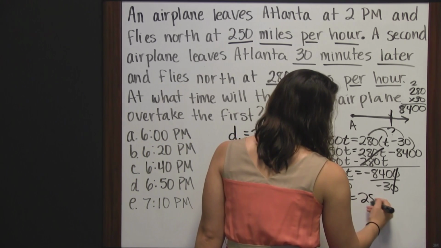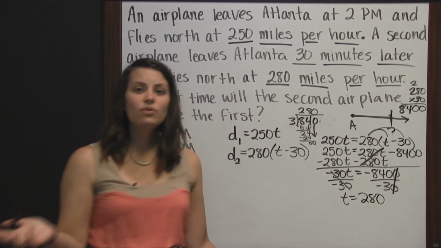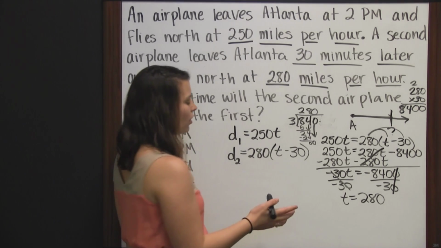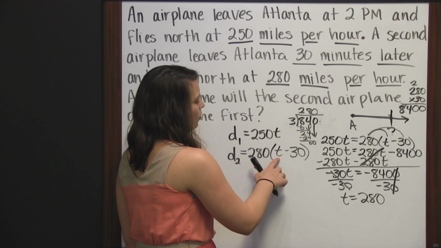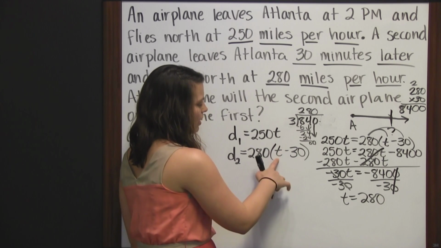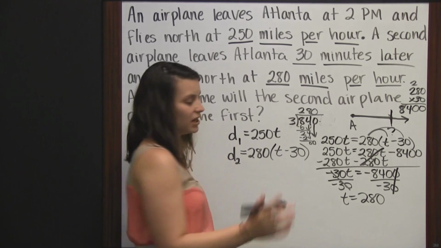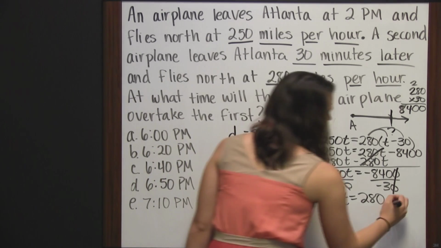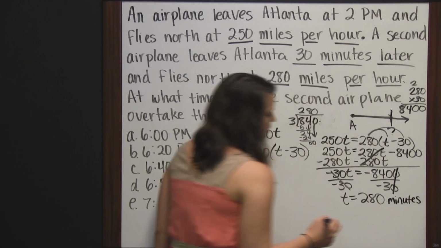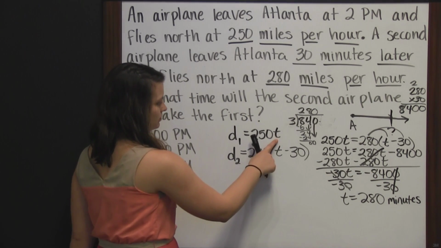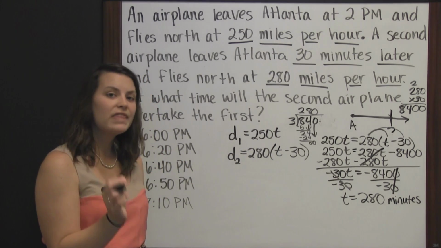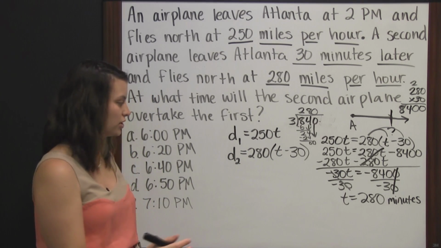So it's 280. But 280 what? Well, if you'll recall, we did t minus 30 minutes, so that would mean that these t's are in minutes. So we just found how many minutes the first plane, t, would have been flying when the second plane overtook it.